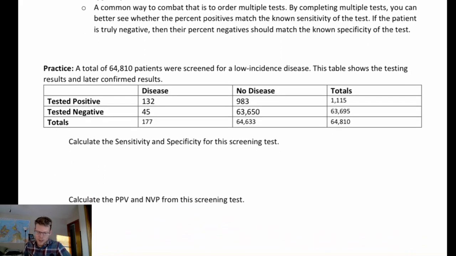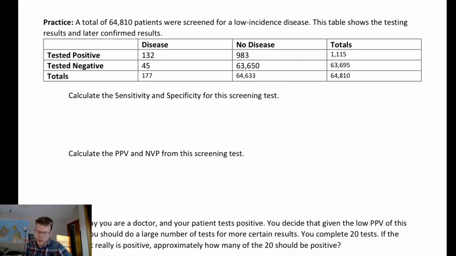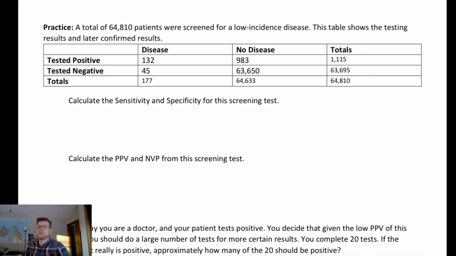Okay, that said, here we're screening 64,000 patients for a low incidence disease. This table shows the testing results and later confirmed results. Number 1, calculate the sensitivity and specificity for this screening test.